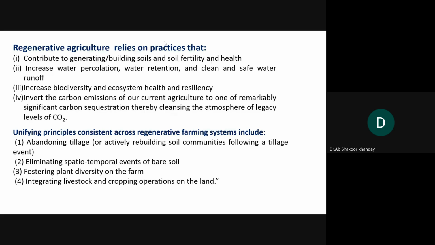So the core principle of regenerative agriculture is either no tillage or least soil disturbance. And when we revert to this, definitely there will be a build up of organic carbon in the soil and emissions will be decreased. So next are unifying principles consistent across regenerative farming systems include.